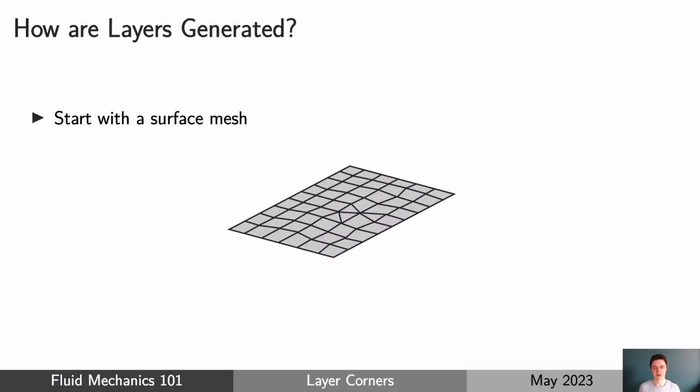So let's start things off by just thinking about a general surface mesh. You have a surface in your geometry that's covered in a mixture of square and triangular cells, and we would like to generate some layers from this surface.